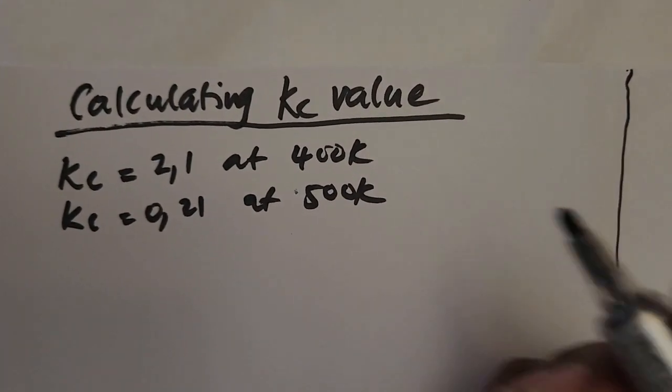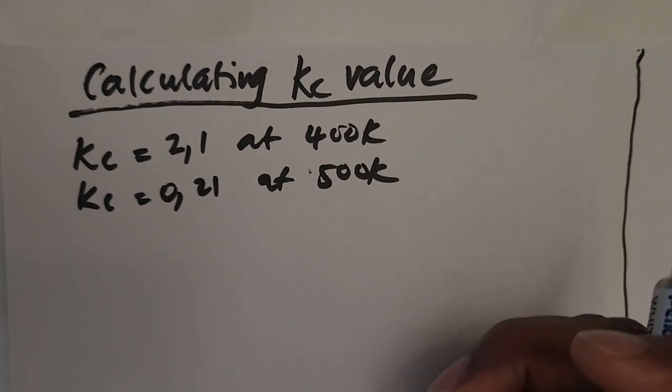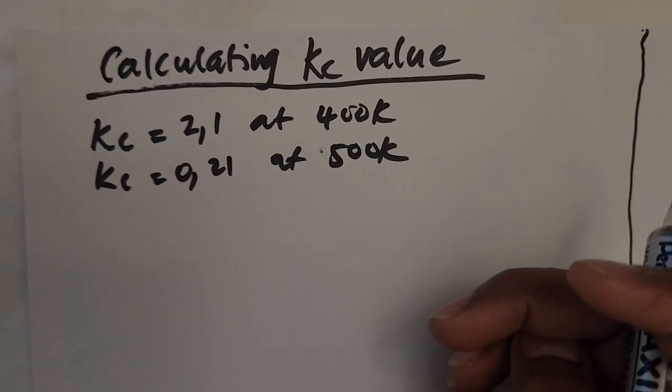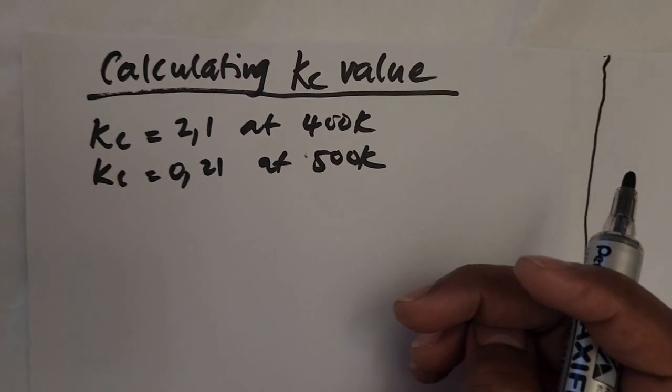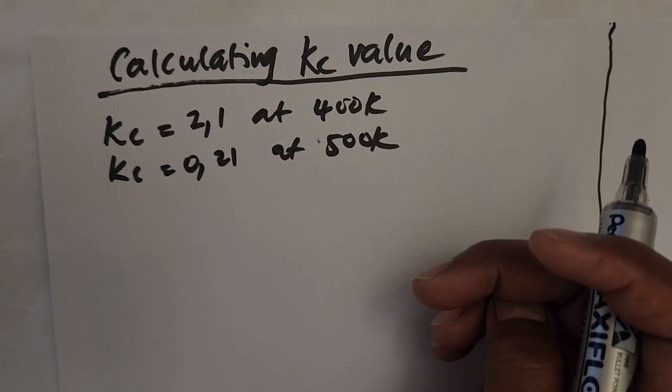Welcome, we are back. Let's move now. We are going to more marks now, calculations involving Kc. We'll start very slow and very low so that everyone can understand how we deal with the Kc story.